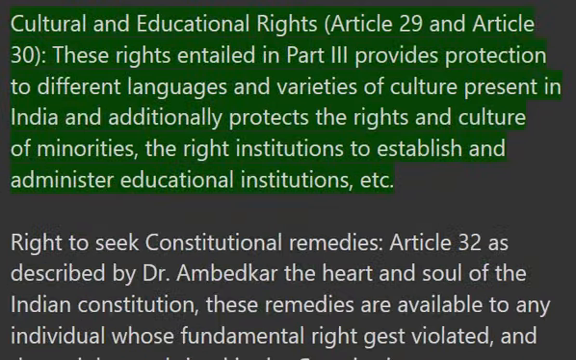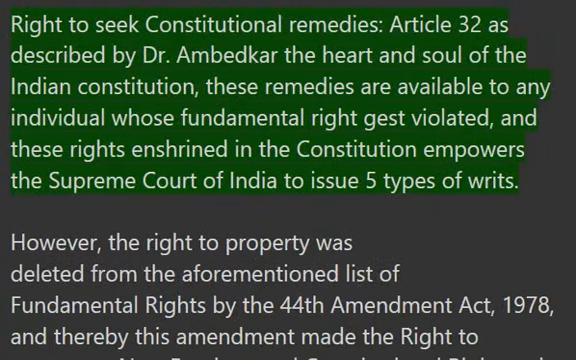5. Cultural and educational rights, Article 29 and Article 30. These rights entailed in Part 3 provide protection to different languages and varieties of culture present in India and additionally protect the rights and culture of minorities, including the right to establish and administer educational institutions, etc. 6. Right to constitutional remedies, Article 32.